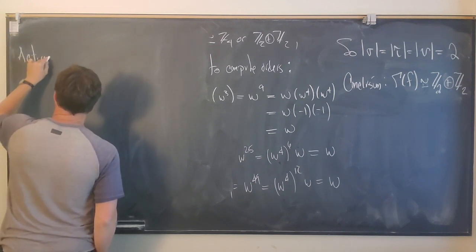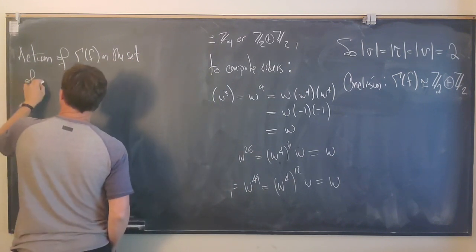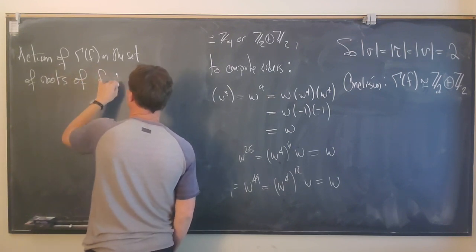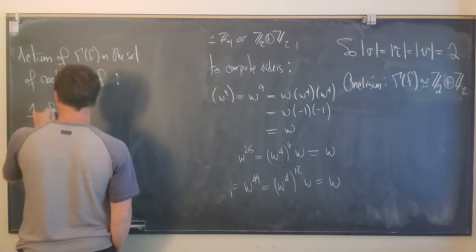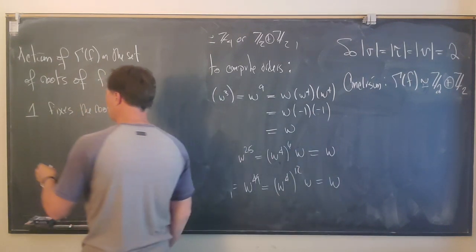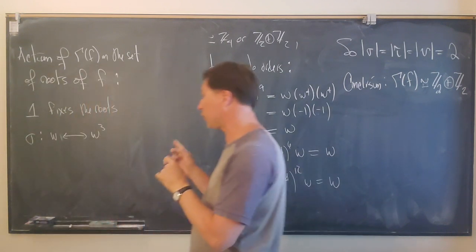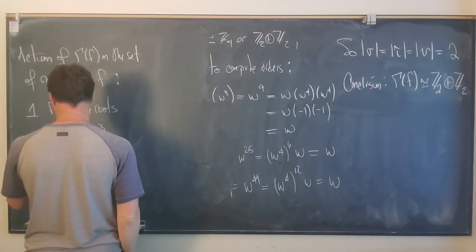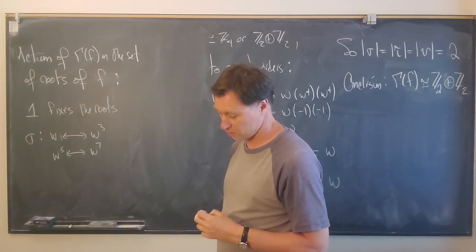So let me say it this way. The action of the Galois group of f on the set of roots of f. What happens if we apply the identity? Of course, the identity fixes all the roots. Sigma, what does it do? Sigma takes omega to omega cubed and vice versa. Omega cubed goes to omega, while omega goes to omega cubed. So it interchanges those two, and it also interchanges omega to the 5th and omega to the 7th. That's what sigma does to the roots.